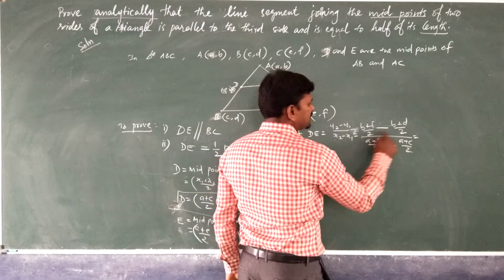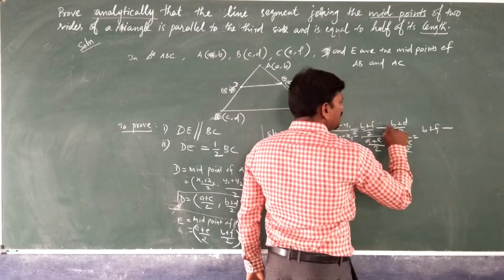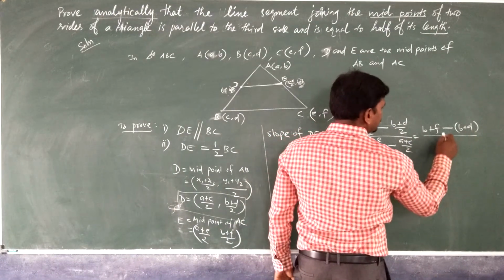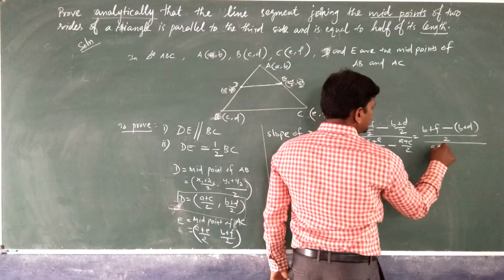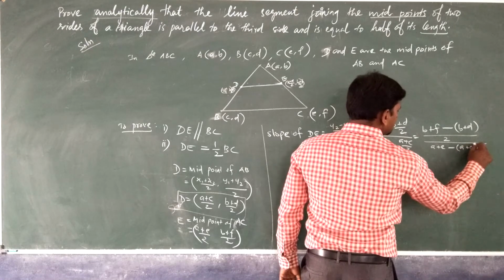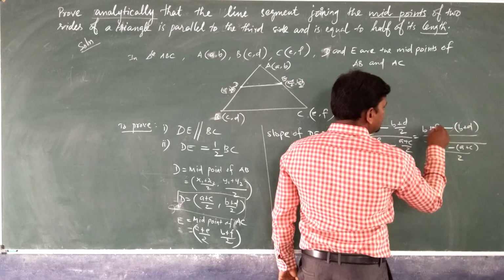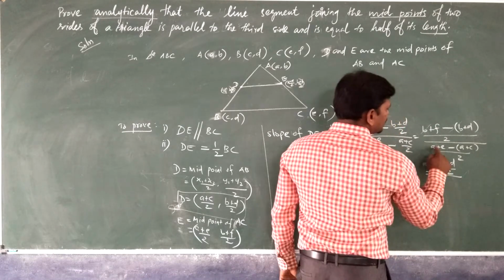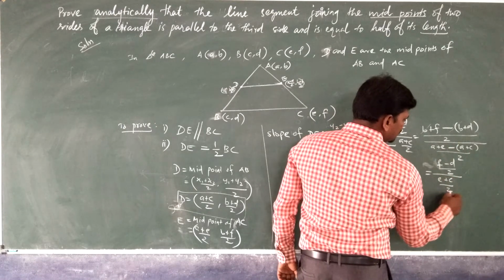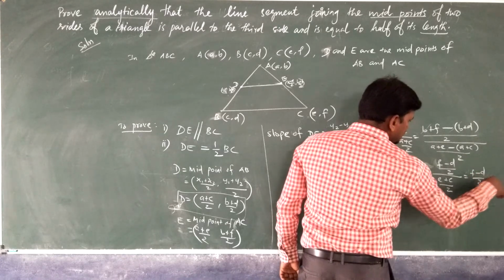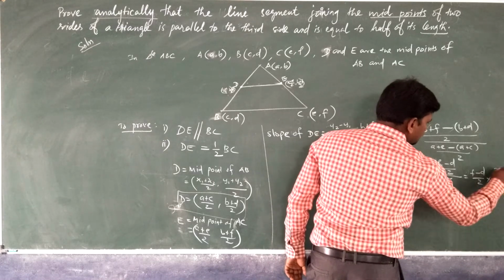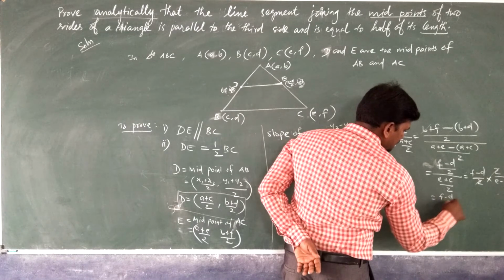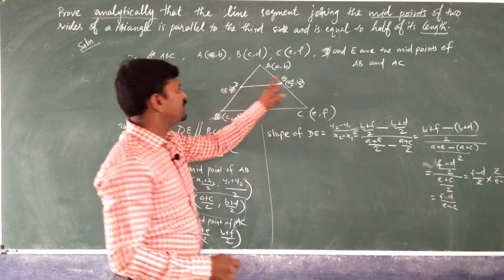So here the denominators are the same. So (b plus f) minus (b plus d), because two terms are here so we are using brackets, by 2, divided by similarly (a plus e) minus (a plus c) by 2. So b minus b will be cancelled, remaining f minus d by 2. Here a minus a cancels, e minus c by 2. So (f minus d) by 2 into reciprocal 2 by (e minus c), the 2 cancels. So the slope of DE is equal to (f minus d) by (e minus c). So the slope of DE we have found.